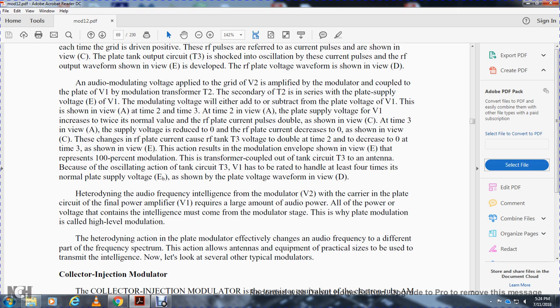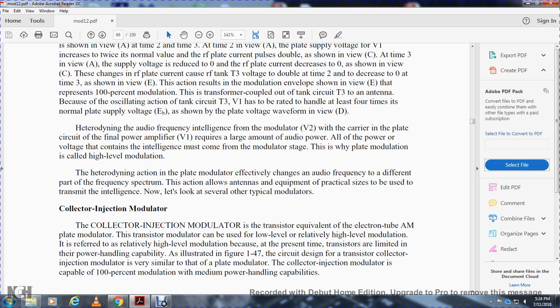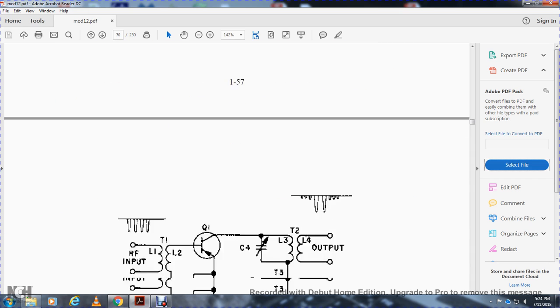Now let's look at several other types of modulators. Your collector injection modulator is the transistor equivalent of the electron tube AM plate modulator. The transistor modulator can be used with low level to relatively high level modulation, referred to as relatively high level because transistors are limited in their power handling capability, illustrated in figure 147. The circuit design of the transistor collector injection modulator is very similar to that of the plate modulator. The collector injection modulator is capable of 100% modulation with medium power handling capabilities.